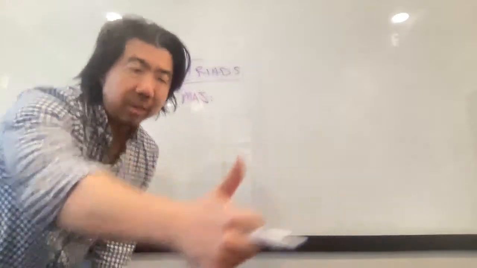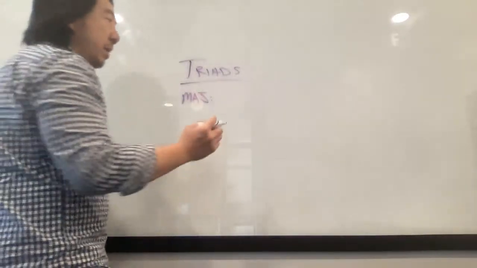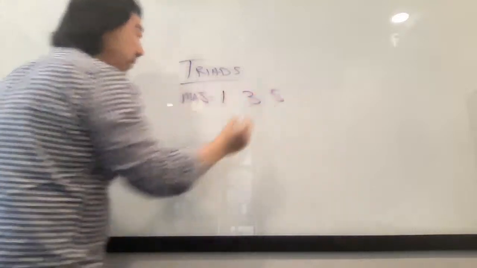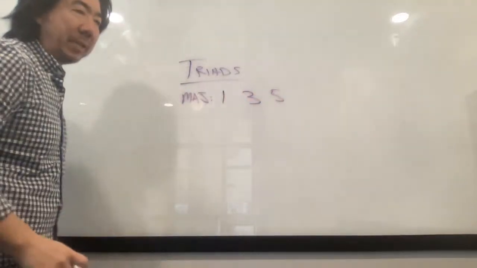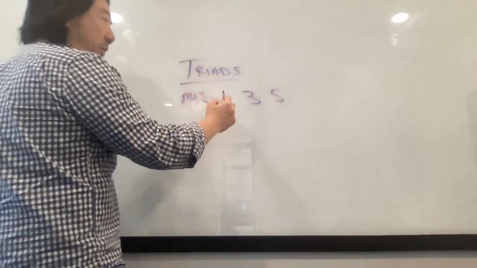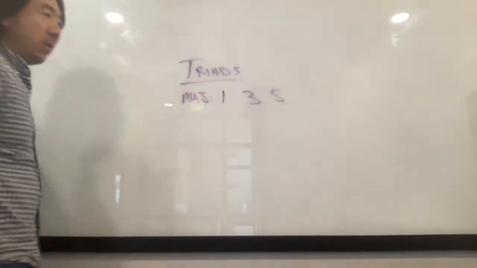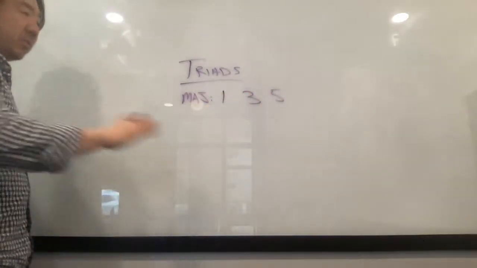Good morning, Robert. Good to see you. Major triad, you would say what? I want you to say 1, 3, 5. And that's derived from the major scale. You take your first degree, C, you take your third degree, E, and you take your fifth degree, which is G.